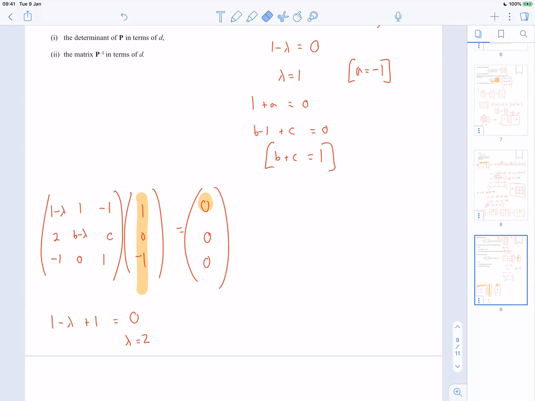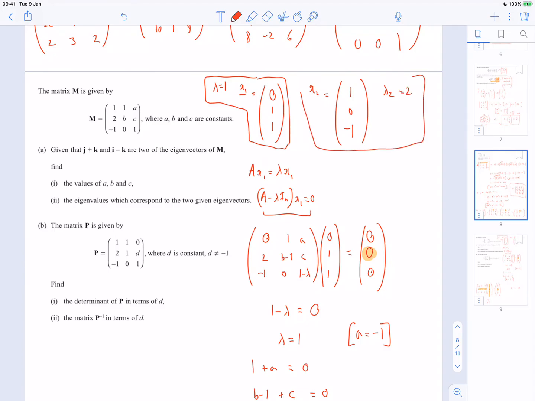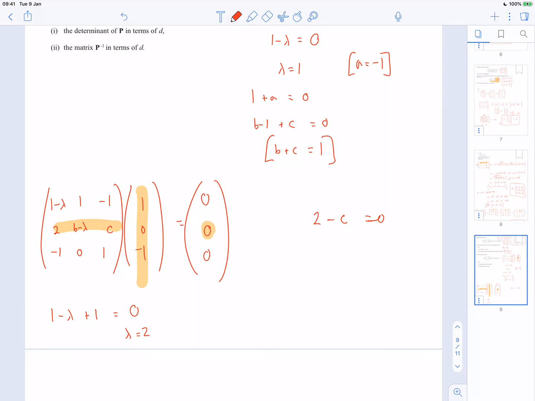So now if I do the middle, so that corresponds to the middle element here, then I've got 2 times 1, which is 2. b minus lambda times nothing is nothing, and then c times minus 1 is minus c, and this equals 0. Oh, I didn't even need to find out what lambda was. I don't know, maybe it's going to be useful in the next part of the question. Who knows? So if 2 minus c is 0, then c equals 2, and if b plus c equals 1, then b clearly equals minus 1. So the solutions are a is minus 1, c is 2, and b is minus 1.